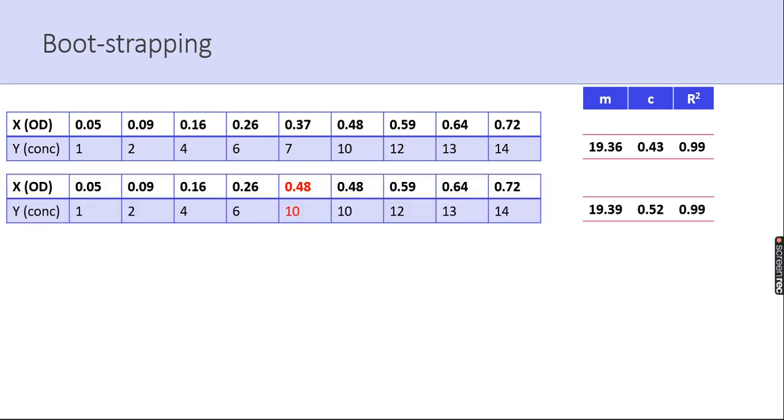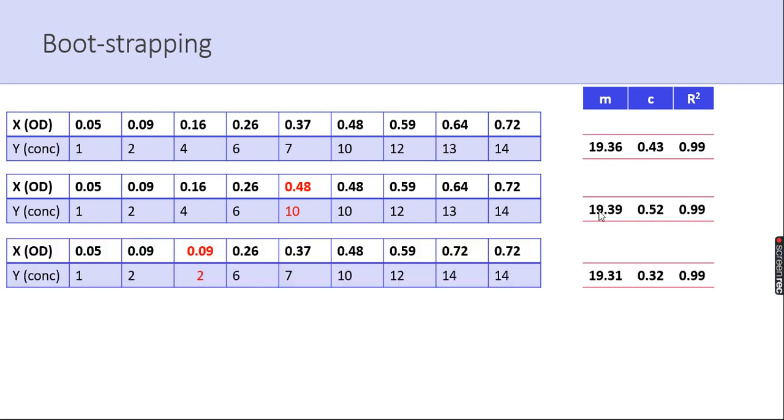Let's see what is happening here. In this sample, with the same number of samples, of course, 0.377 is missing, and 0.48 and 10, this particular sample, came twice. With this sample, of course, the slope and intercept values will change a little bit, not much, but some change is there. Similarly, I can have another random sample, for example, where 0.16 is not there at all, and 0.09 versus 2 is coming 2 times. For this also I have a slope and intercept.